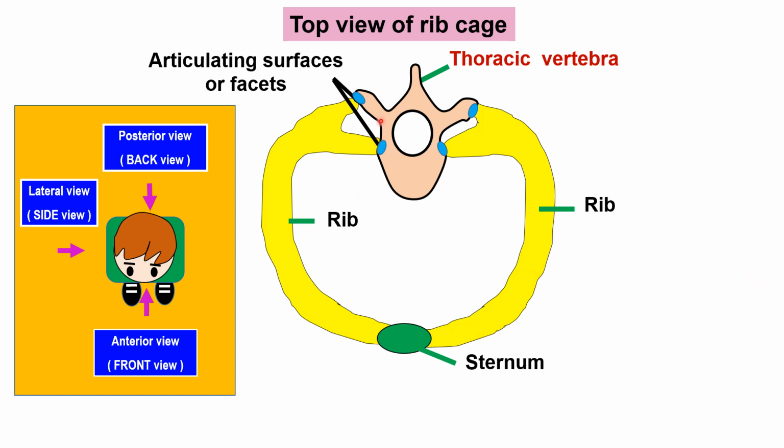Okay, so this picture shows you the position of the 2 pairs of facets that are only found on the thoracic vertebrae. No other vertebrae have these 2 pairs of facets that articulate with the ribs, all right, except the thoracic vertebrae.